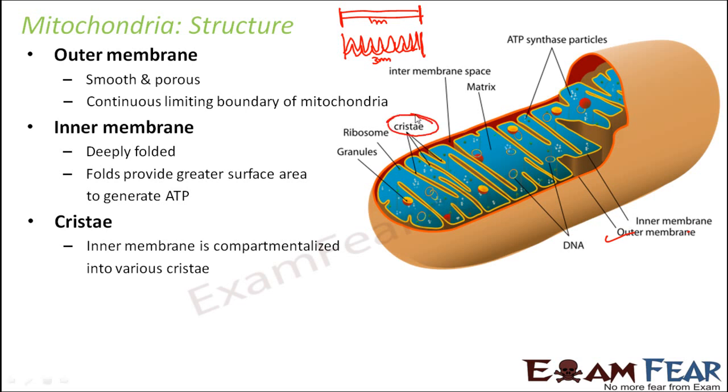Now please do not get confused with cristae and cisternae. Cisternae was something else which we discussed. What was cisternae? They were each and every slice of the Golgi apparatus structure. So that was cisternae and this is cristae.